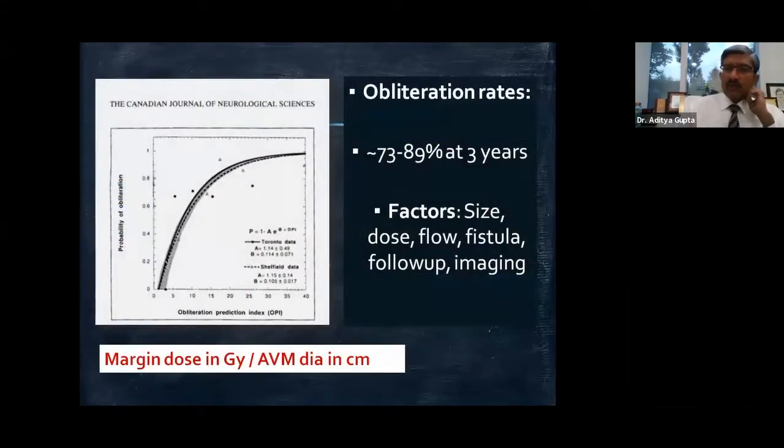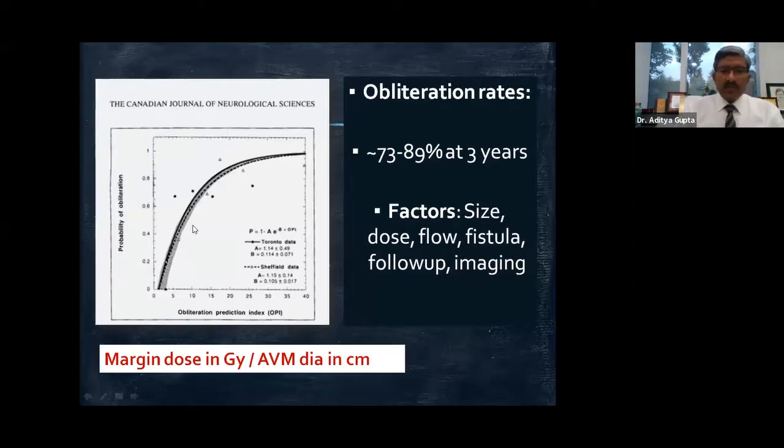And now a word about the obliteration rates. So typically the expected obliteration rate after an AVM radiosurgery could vary anywhere between 70 to 90% at the end of 3 years post radiosurgery. And the factors which have been known to influence this are typically the size of the AVM, which will of course determine the dose, and the location, which also determines the dose. And apart from that, extremely high flow AVMs have lower obliteration rates. So the obliteration rates can actually be predicted very nicely.